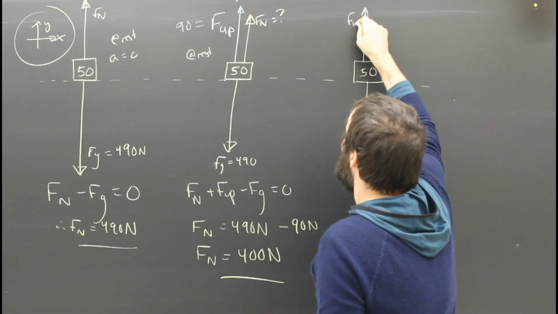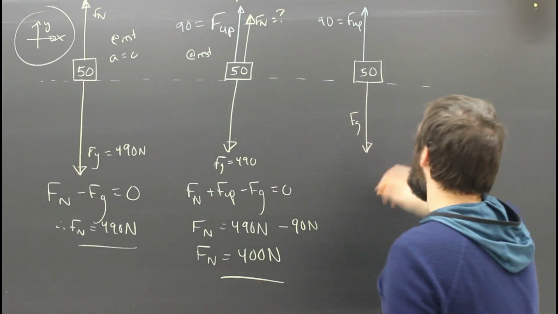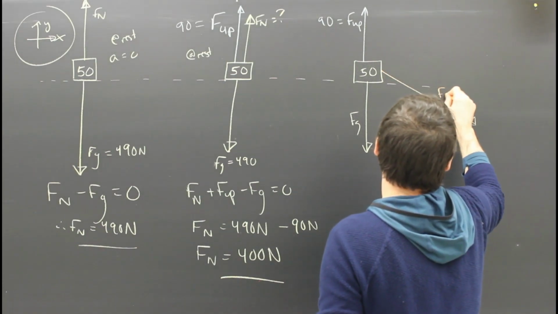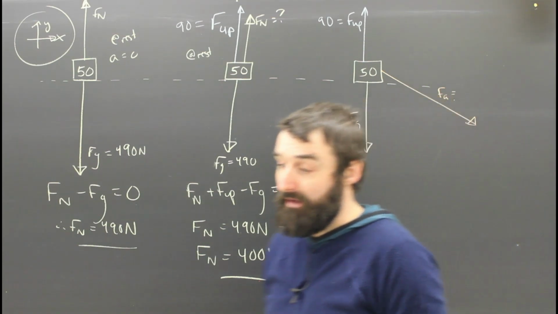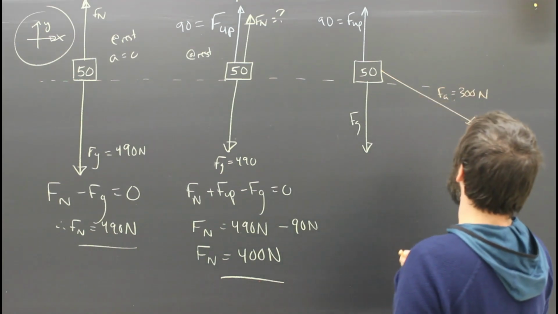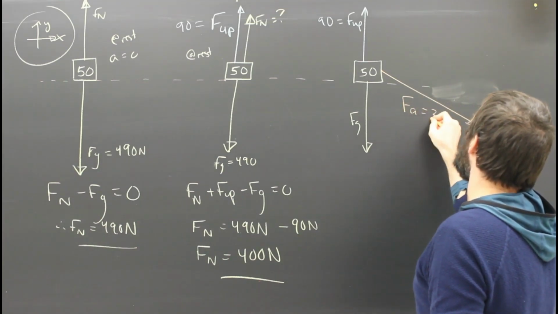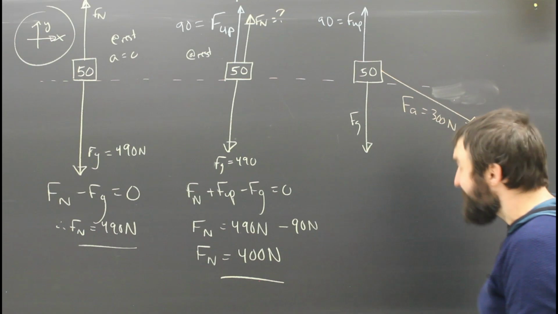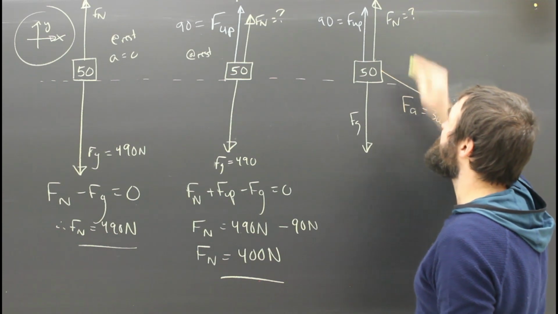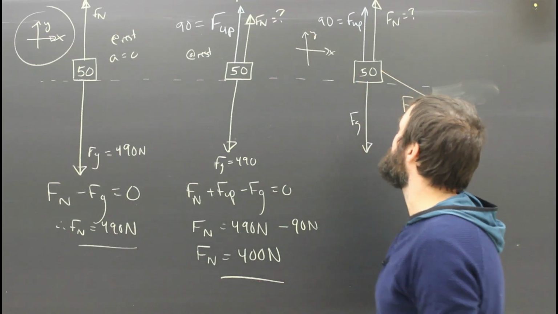This dude, F up, is still pushing up on it with 90, but now some other dude comes along and pushes down to the right with a force of Fa. And let's say the applied force was 300 newtons. This other person comes along and pushes with 300 newtons to the right. Let's write it over here. Fa equals 300 newtons. Is there a normal force? This thing is still on the surface, so there is a normal force, but I don't know how big it is. X and y. X is still to the right, y is still up.